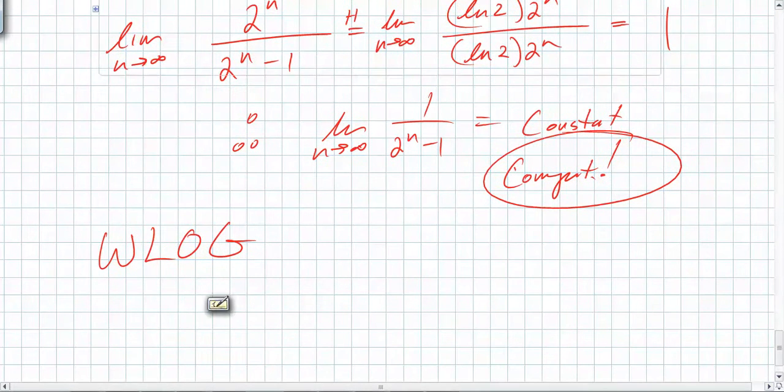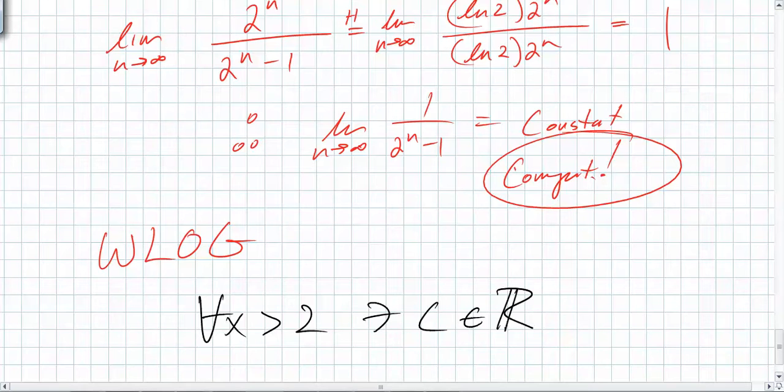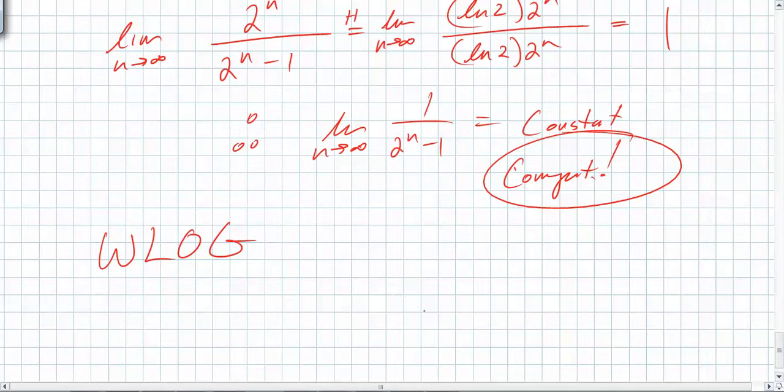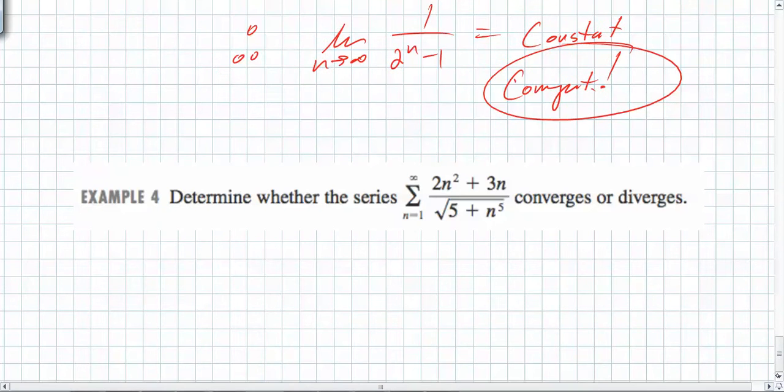Ready? Let me get an actual cursor. X greater than 2. Anybody know what that says? For all x greater than 2, there exists a C contained in the real numbers. There's a lot of ways to do this. I think if you put an exclamation point before something, that's in coding languages. Then unique. I forget. There's a lot of different ways, but what is it? Do you remember? It all comes down to choosing.